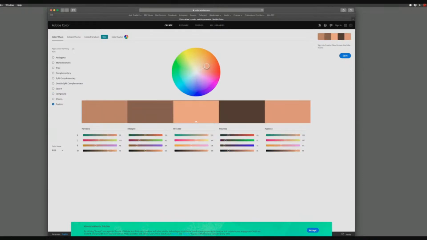If we take a basic one like complementary, it allows us to select a hue or hue intensity and then see the complementary shades that go with that. And as you move them around, you can see other colors that work with them. So for example, if we had something green, the complementary color to that is magenta.